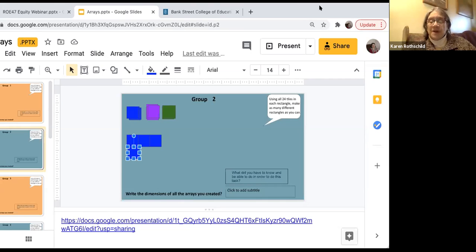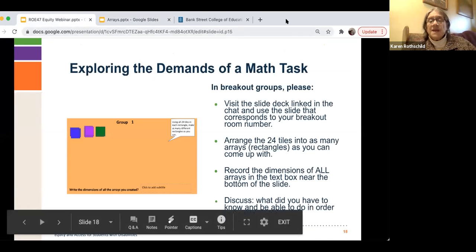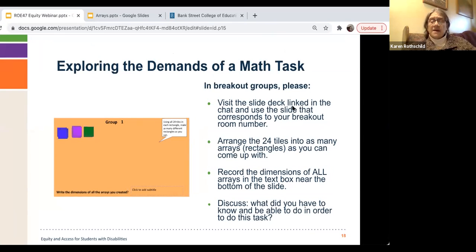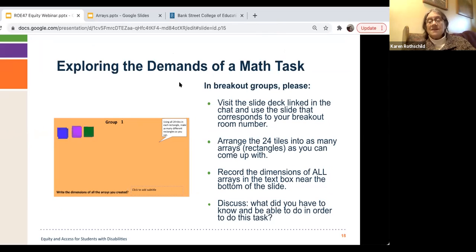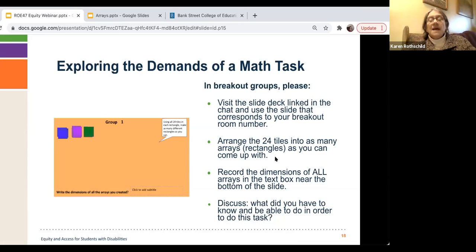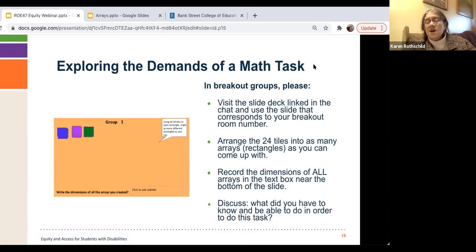So when you get into your group, your task is, and now let me go back to the other. Can you see that or not? Exploring the demands of a task? Yep. Okay. So you'll go to the slide deck and that link should be in the chat. You'll arrange the 24 tiles into as many different rectangles as you can come up with that all have 24 tiles in them and are all rectangles. And then at the bottom, there's a text box where you can record those dimensions. And then there's a little question above that text box that asks you, what all did you have to know and be able to do in order to do this task? And that includes all the things that you had to know math-wise and everything else that you had to be able to manage in order to do this task. So when you're ready, first of all, are there questions?